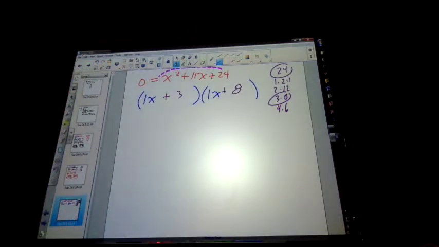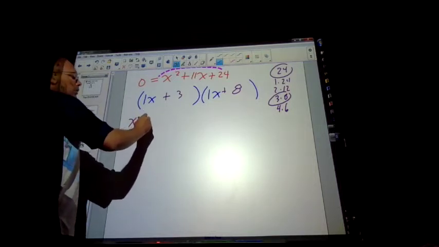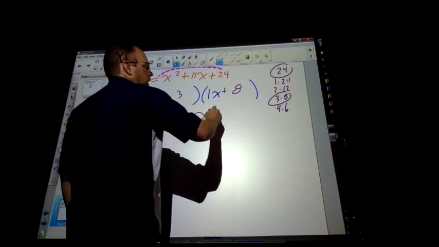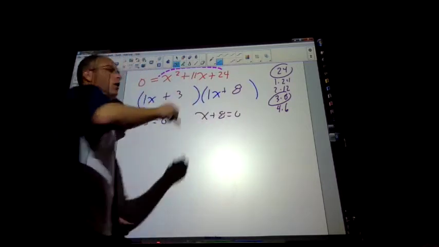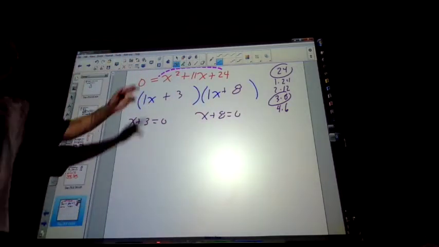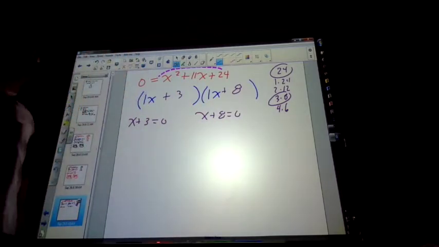Is the problem done? It's done factoring, but is it done? Why not? Because it's equal to what? 0. So I'm going to take x plus 3, set it equal to 0. I'm going to take x plus 8, set it equal to 0. Notice there was no trash on this one. Okay, my lead coefficient was 1, so you're not going to have trash.